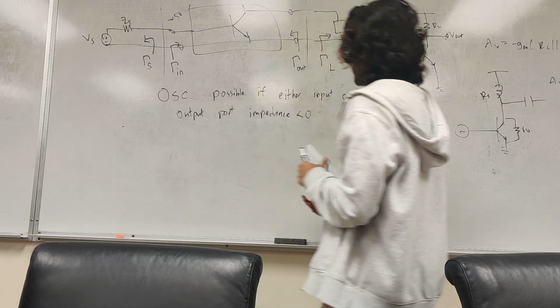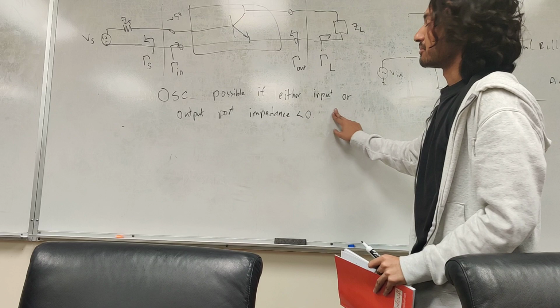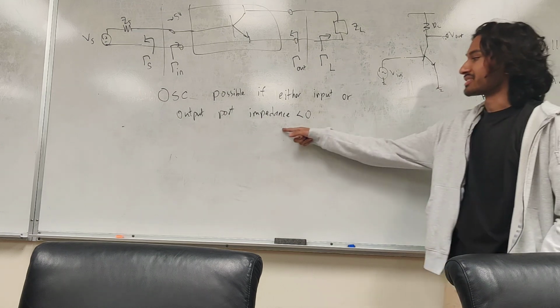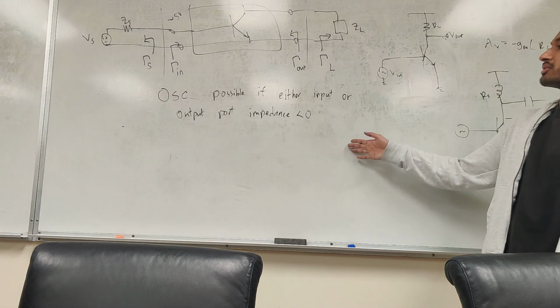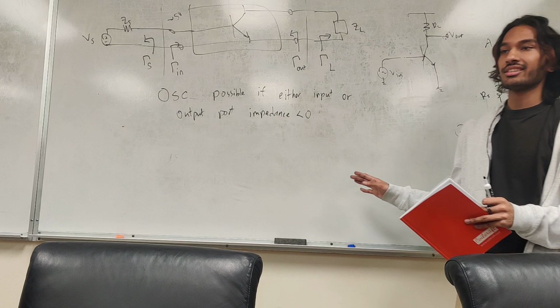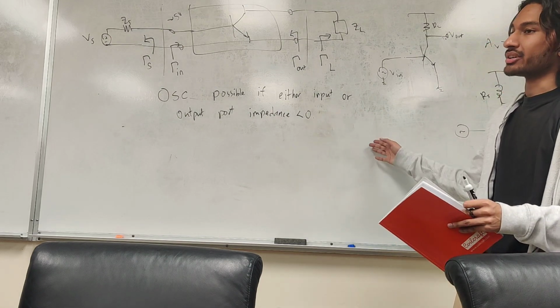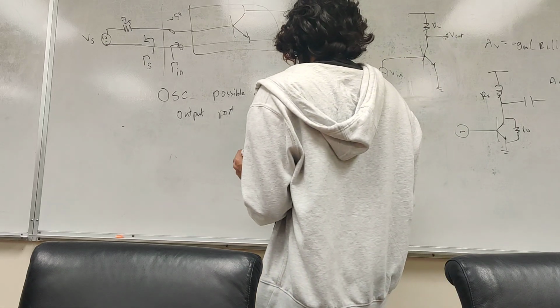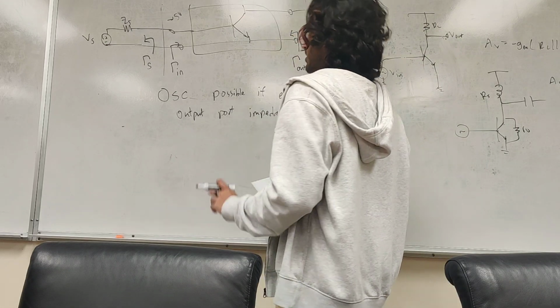Oscillation is possible if either the input or output port impedance is less than 0. This makes sense. We talked about oscillation before. We said it was like negative resistance, right? So it's like less than 0, negative. That tracks so far. Any questions on that? I kind of expect something to be less than 0 here for oscillation, so this lines up. Next thing is, what does this imply?